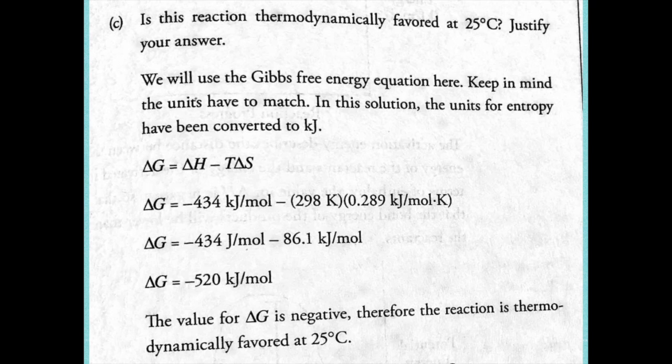Okay. For C, it says, is this reaction thermodynamically favored? Justify your answer. Once again, to figure out if something's thermodynamically favored, if you're not given delta G, you need to use your Gibbs free energy. We know our delta H now. We know our delta S because we calculated it. Just make sure you convert joules to kilojoules. You can calculate this. You know what temperature it happens at, so it's negative 520. Since delta G is negative, yes, it is thermodynamically favored, meaning it is spontaneous.